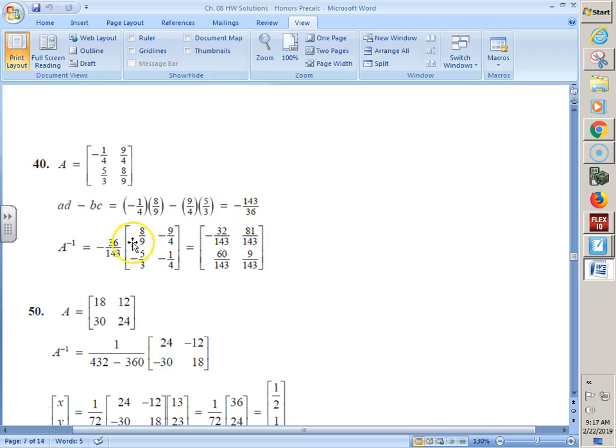So 1 over that ends up flipping it. Remember the formula goes 1 over this guy, hence why it flipped. Flip the main diagonal, take opposite signs of the opposite diagonal, and then you bring it all in. Whoosh, whoosh, whoosh, whoosh, whoosh. Done.